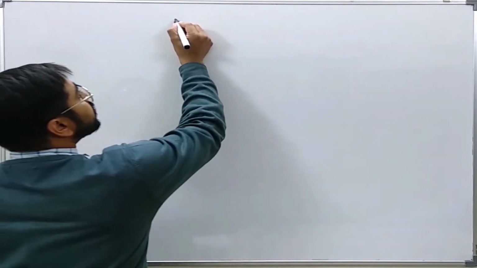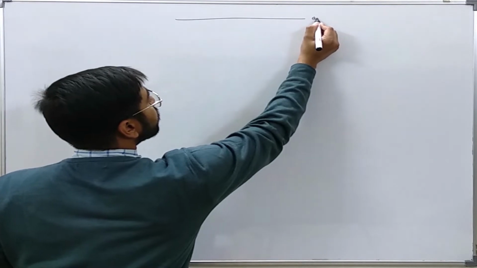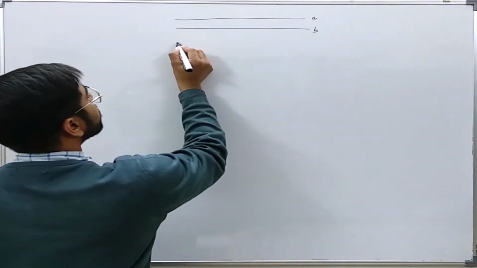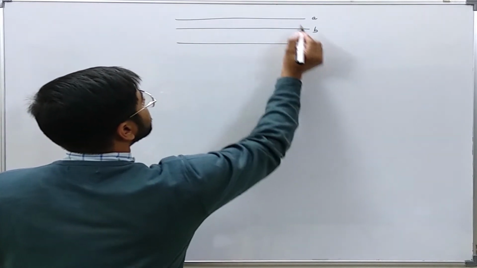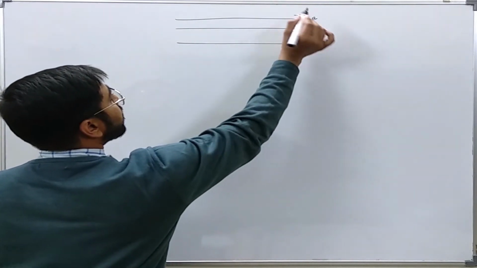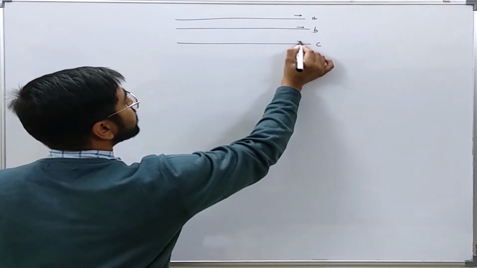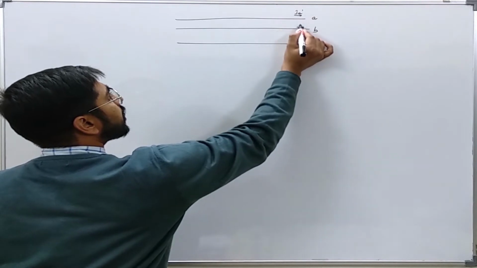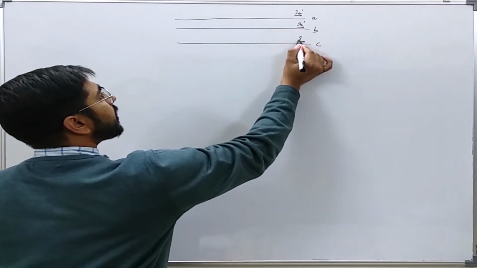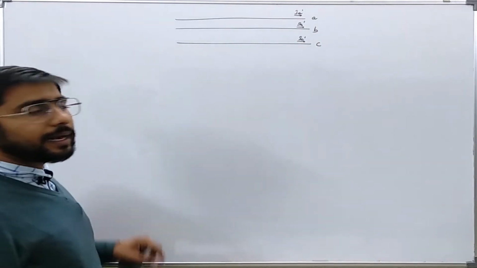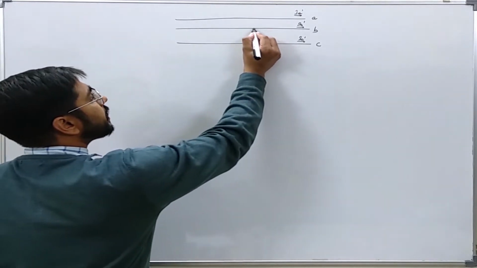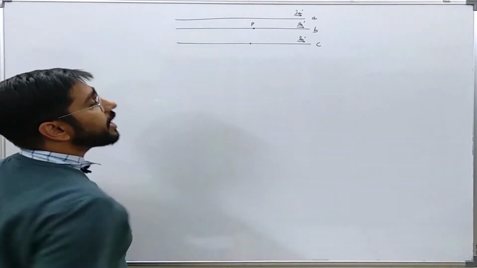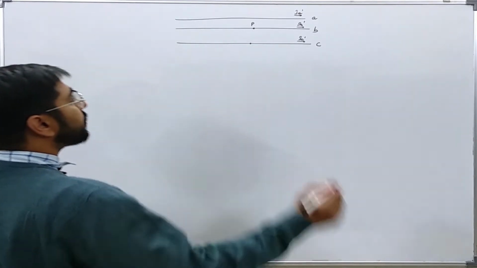Let us say this is phase A of the power system, this is phase B of the power system, this is phase C of the power system. It is having some current, let us say IA, IB and IC, and IA dash, IB dash and IC dash. Now let us say at this point P, the line to line fault has occurred in the power system.